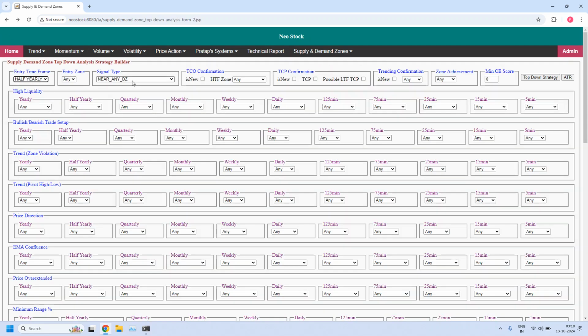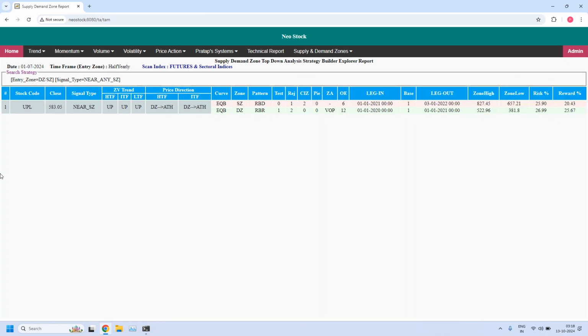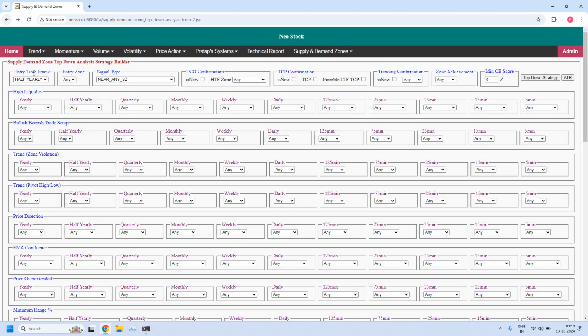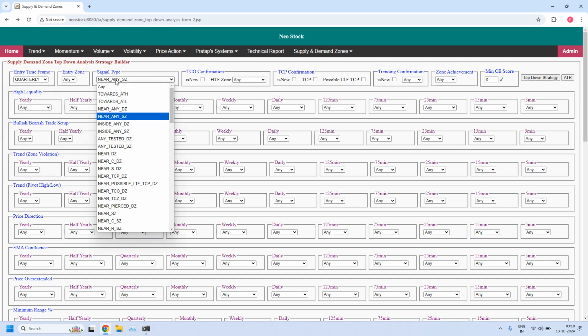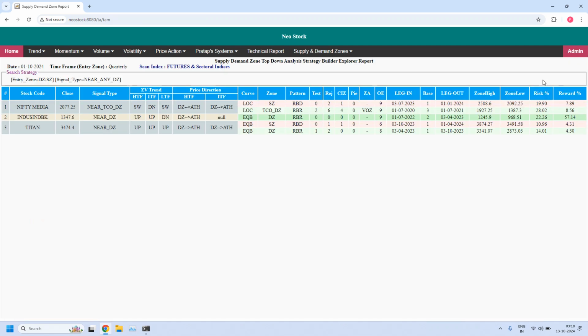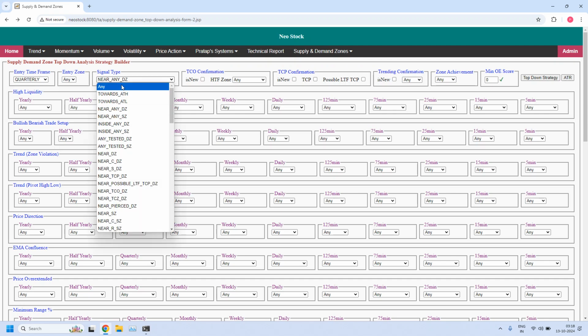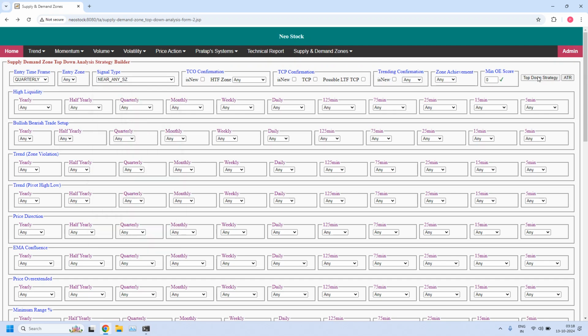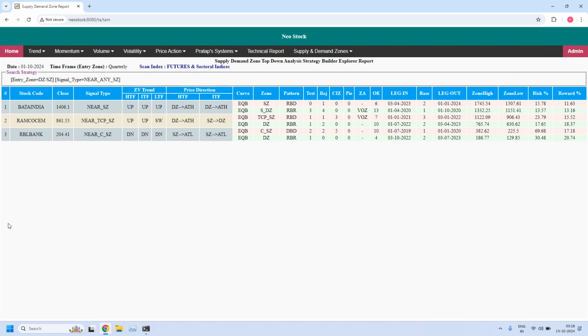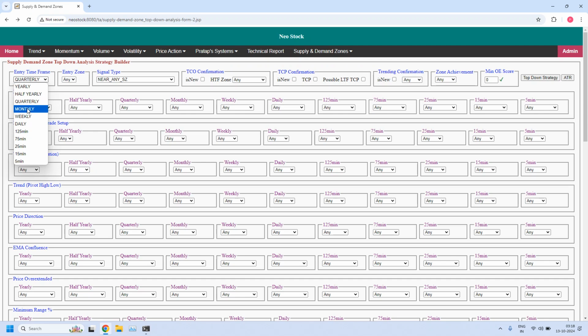For half yearly time frame, let us find the stocks near half yearly supply zone. One stock is filtered. Next time frame is quarterly. Let us find the stocks near quarterly demand zone. 3 stocks are filtered. Next, for quarterly time frame, let us find the stocks near quarterly supply zone. 3 stocks are filtered. Next time frame is monthly.